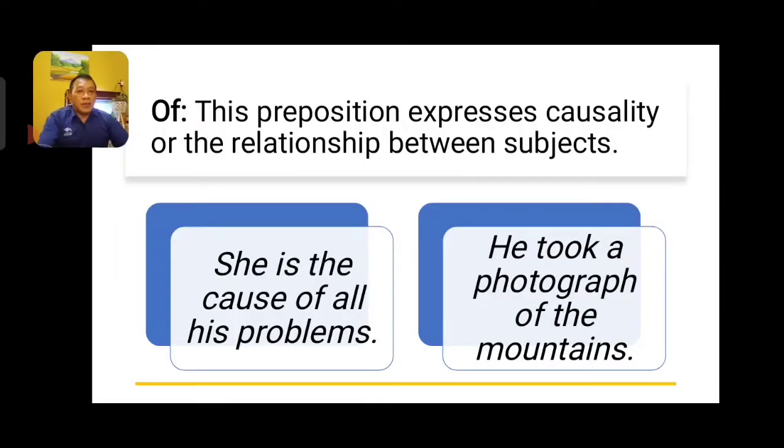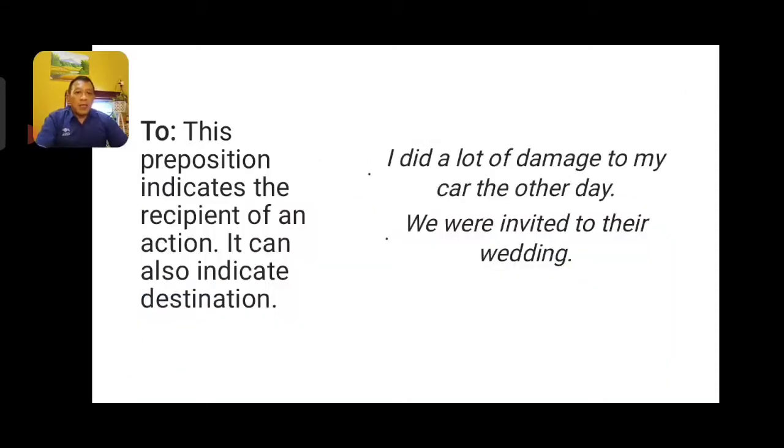Okay, now let's talk about of. The preposition of is used to express causality or the relationship between subjects. For examples, like: she is the cause of all his problems. He took a photograph of the mountains. This preposition indicates the recipient of an action. It can also indicate destination. For example, I did a lot of damage to my car the other day. We were invited to their wedding.